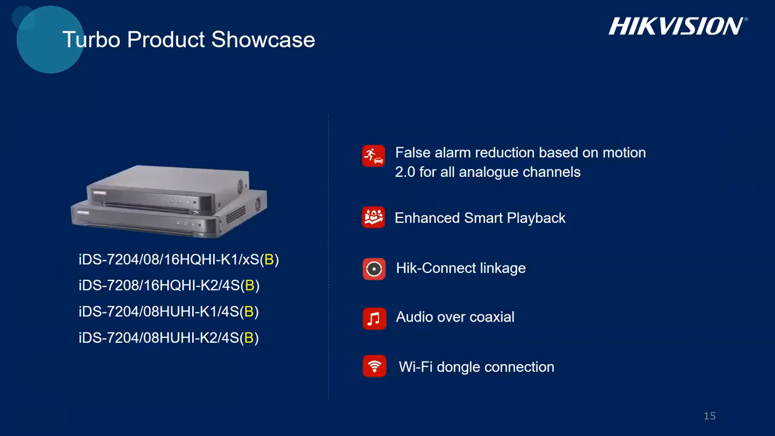The turbo range of AcuSense digital video recorders are easy to define by the part codes, with IDS at the beginning of the code, as you can see, and B at the end of the code. So if you see something like IDS here, I is for intelligent recorder, and B at the end of the code means second generation. So I'd advise you to go for the latest, second generation.